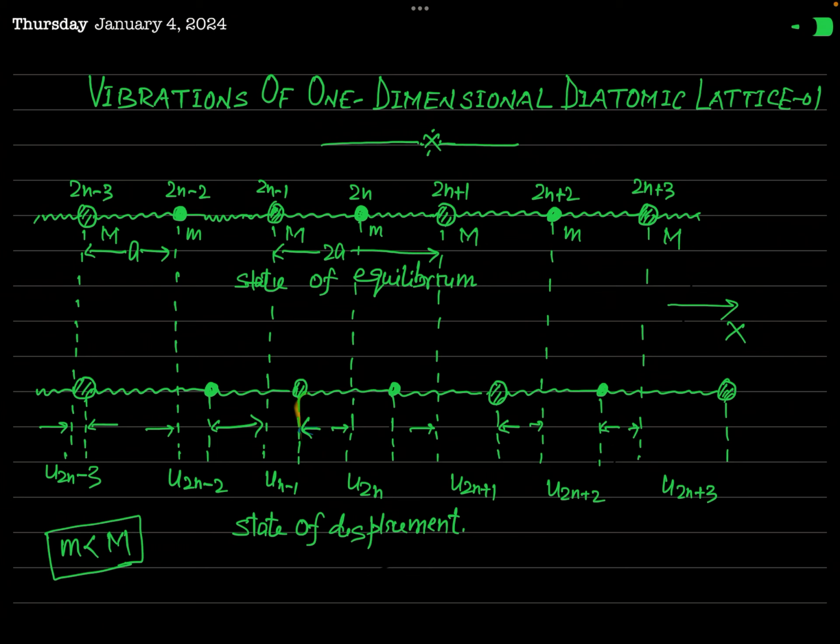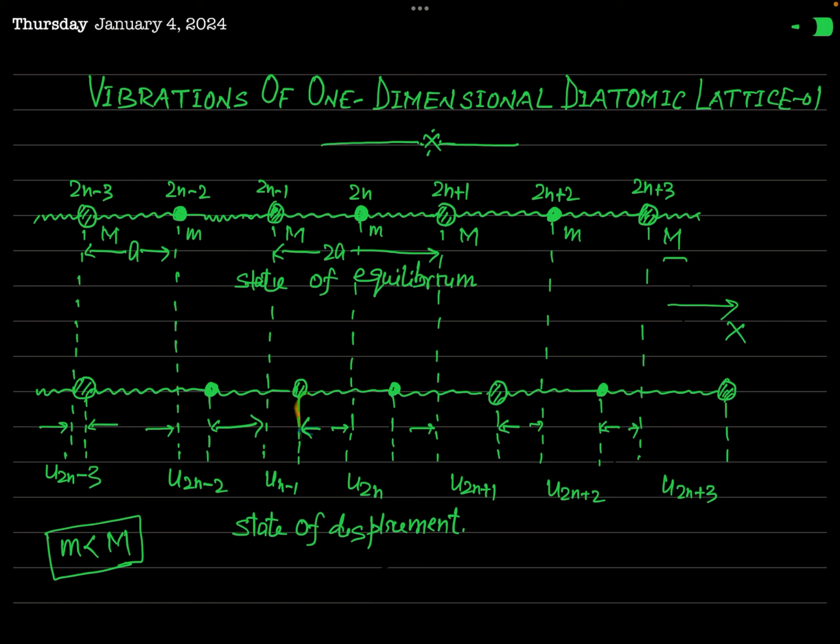It means we have assumed that the even numbered atoms, that is the 2n atom, 2n plus 2, 2n plus 4, just like 2n minus 2, 2n minus 4, have mass small m, and the odd numbered atoms, that is 2n plus 1, 2n plus 3, 2n minus 3, 2n minus 1, each have mass capital M. And these atoms are arranged on the x-axis, as you can see in this figure.